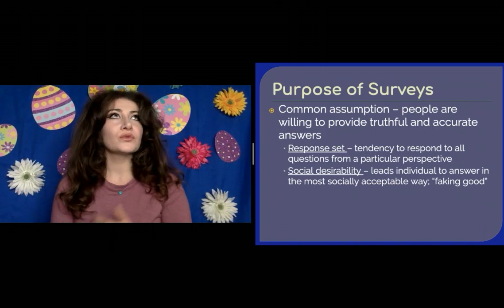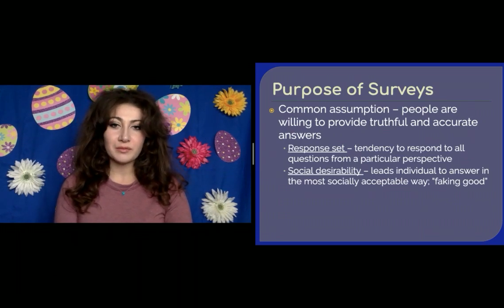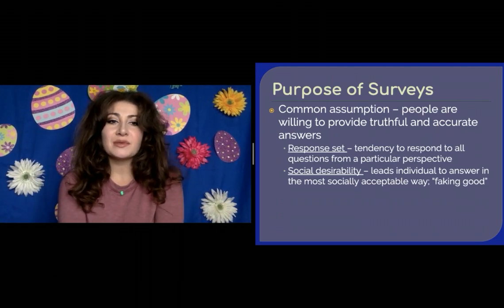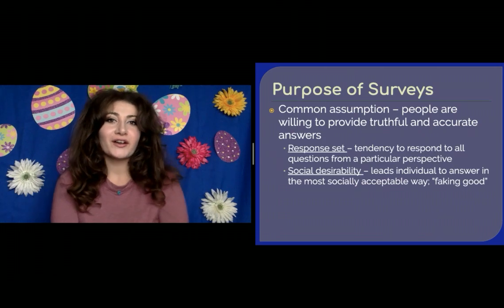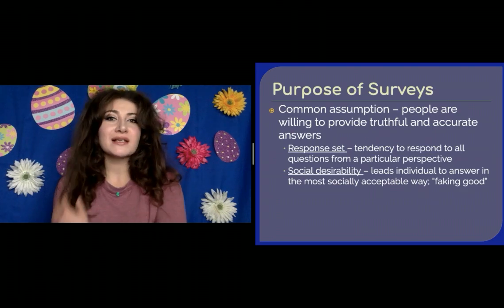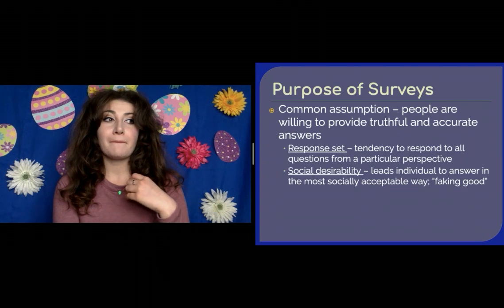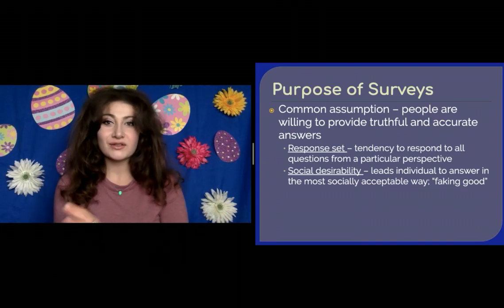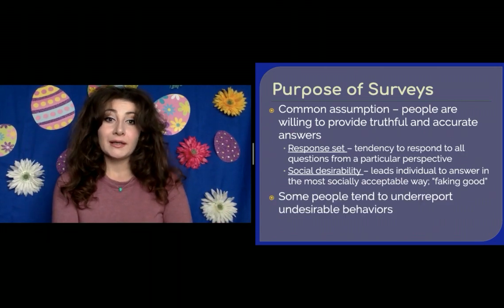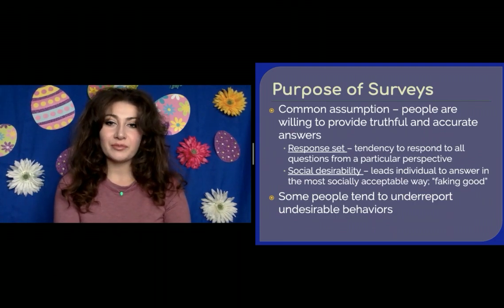Basically, the idea behind social desirability is that people will tend to respond in a way that will make them look socially more desirable. And this causes people to sometimes lie or fake good responses. Whether or not the researcher is present or absent, people still feel inclined to misinform or even kind of fudge their responses a bit in order to look more acceptable and socially desirable. Some people also tend to underreport undesirable behaviors.